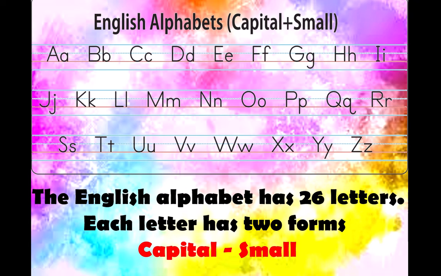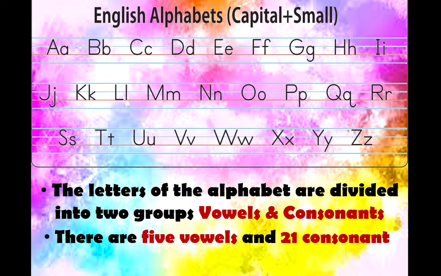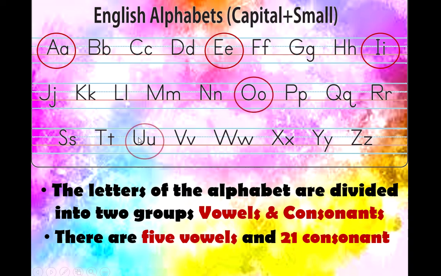Okay, so now the next topic, vowels and consonants. Here you can see the vowels: A, E, I, O, and U. Okay, so there are 5 vowels: A, E, I, O, and U.